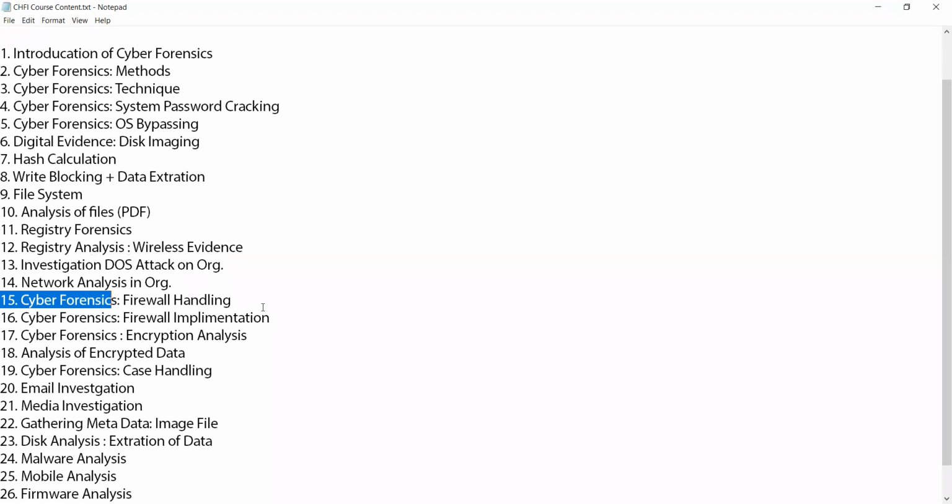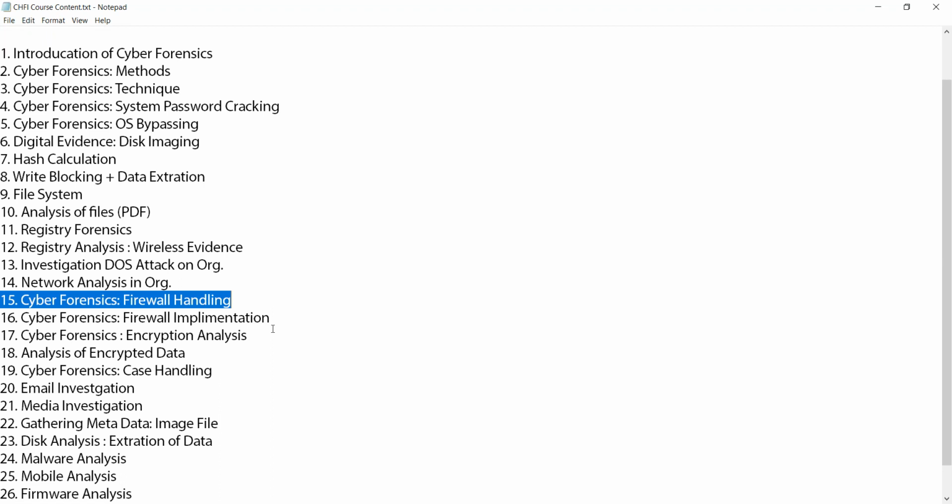Okay, the next thing is cyber forensics as firewall handling. There is a countermeasure procedure used by the investigator to provide security and to guide the network administrator on how they can secure the network of the organization. In that scenario, we will discuss firewall handling and firewall implementation on different distributions like Windows as well as Linux, and see how the investigator will provide security as well as countermeasures to protect the whole network of the organization, right?